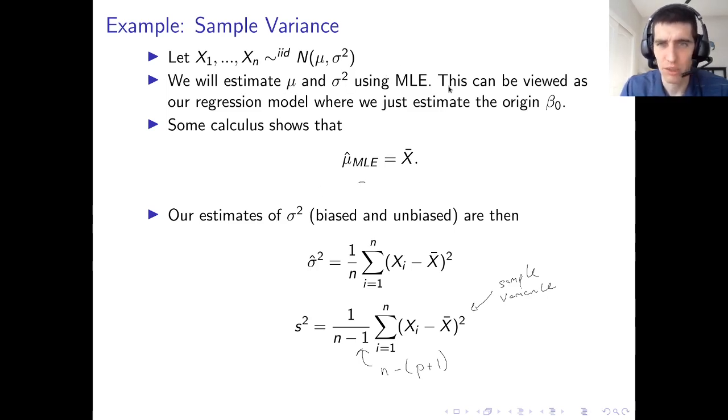Okay. I want to make one other point clear. I say that this situation can be viewed as a special case of our regression model where we're just estimating beta naught. So the idea here is x equals beta naught plus epsilon, where epsilon is mean 0 and normally distributed. Beta naught is some constant, right? So that exactly matches what we have here.